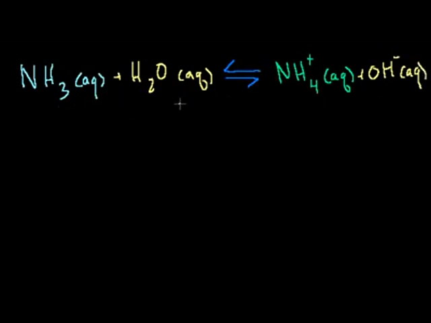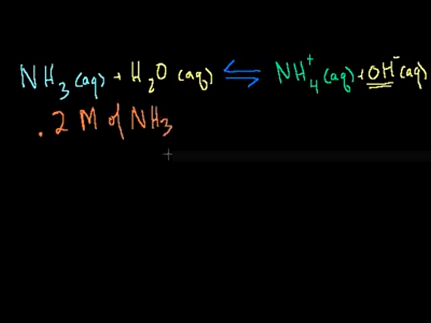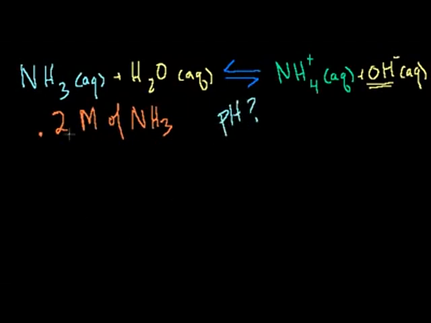And remember, if you look at it from the Bronsted-Lowry definition, it was a proton acceptor, so that made it a base. Or if you look at it from the Arrhenius definition, it increased the concentration of OH in the solution, so that makes it an Arrhenius base. But anyway, let me pick a random number. Let's say we have 0.2 molar of NH3. What is going to be the pH of this solution?